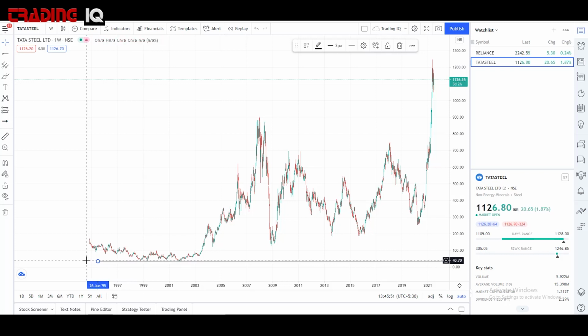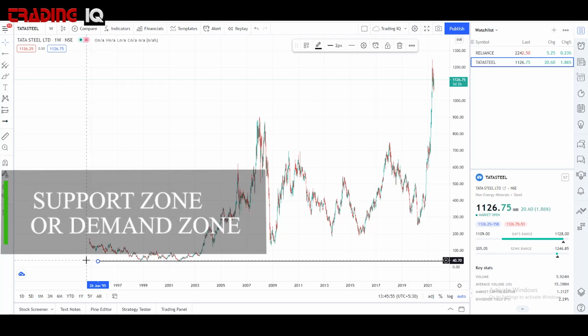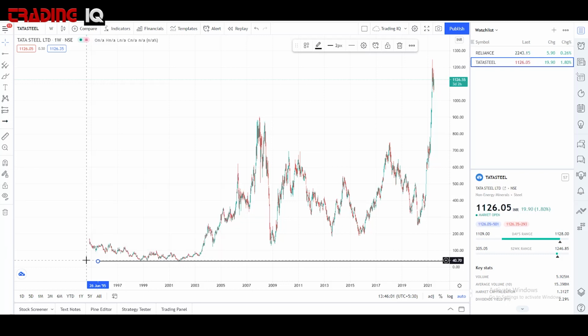So where the prices are getting supported, we call it a support zone or the demand zone. Demand means what, right? You are looking to buy it at any cost. This is the area where people were willing to buy at this level, and they did. That's why the prices did not go below this level. So this created a support zone, and we are looking at a weekly chart, so this is a long-term support.